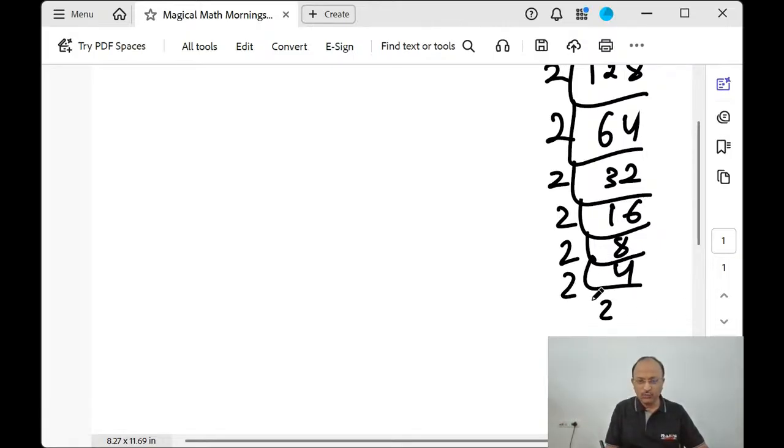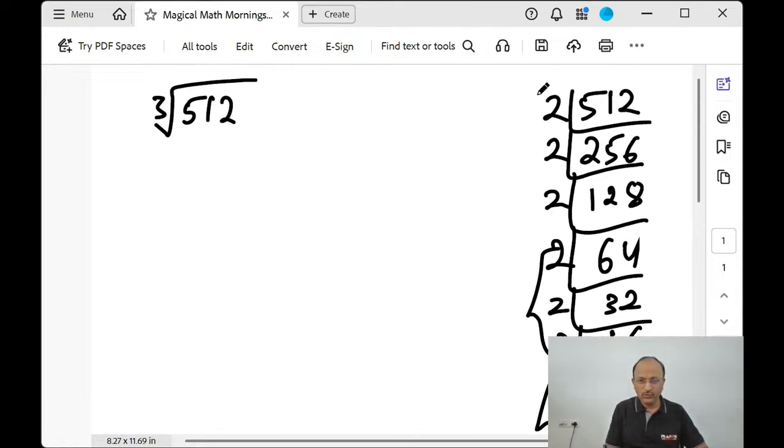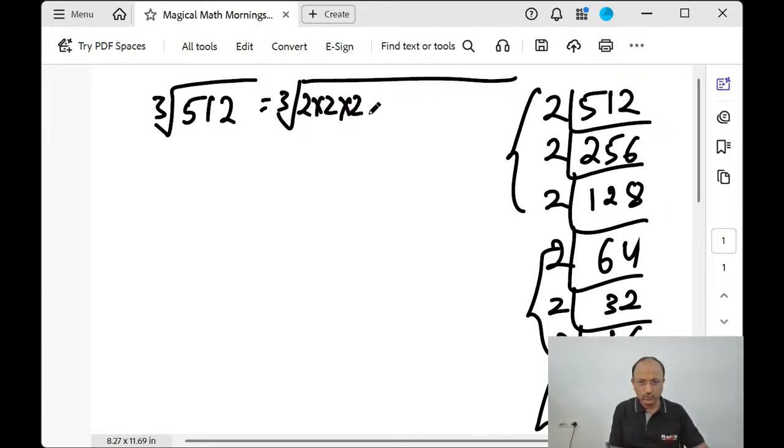That means we have one group of 1, 2, 3, and then another group of 1, 2, 3. The methodology is to write this under the cube root as 2 into 2 into 2. These are all the factors we multiply: 2 into 2 into 2, and the other three also, 2 into 2 into 2.